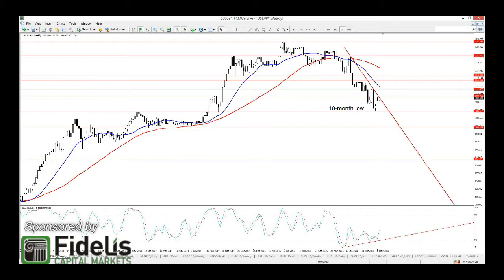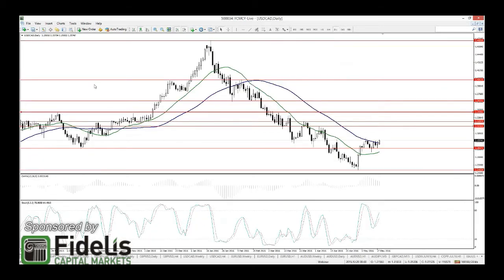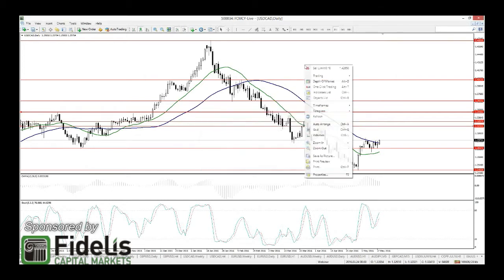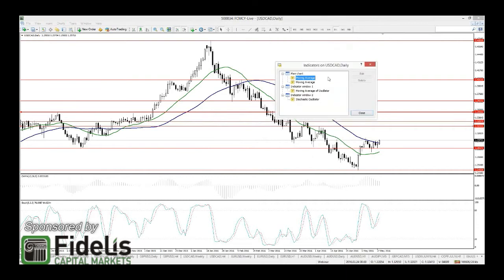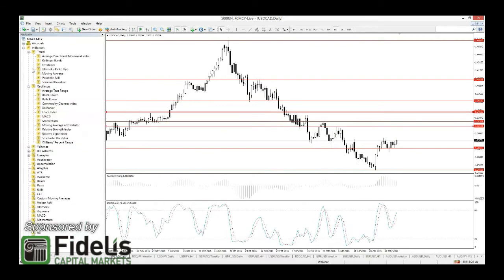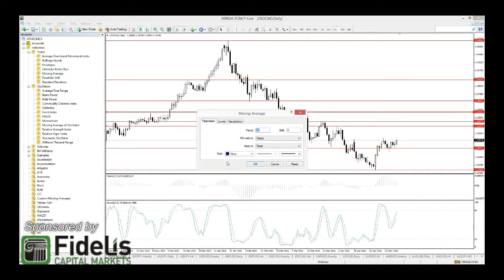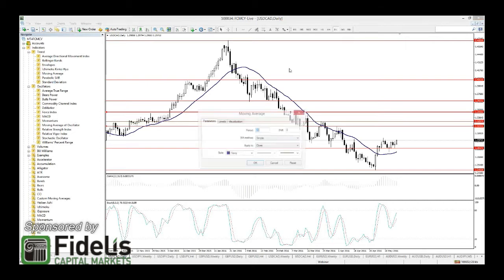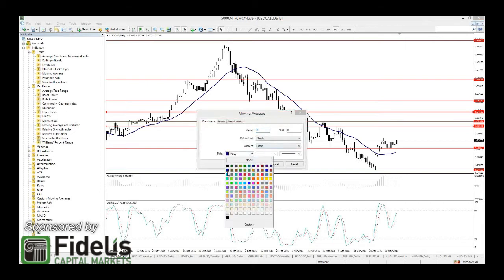So let's see in a chart how we can apply moving averages. Let me delete these moving averages so I can show you how to apply them. Most likely you know, but I'm going to start from the beginning. First of all, I go to the indicators, I find the moving average and then drag and drop it into the chart. Usually I use the 20 and 50 moving averages. It depends on what purpose I'm going to use it for. So this is a 50.